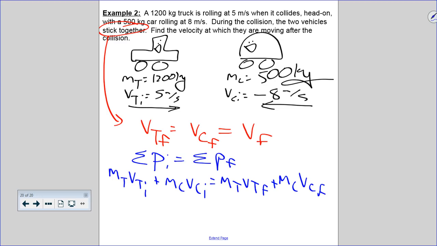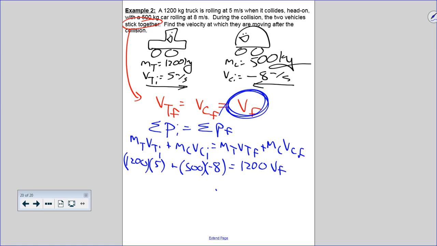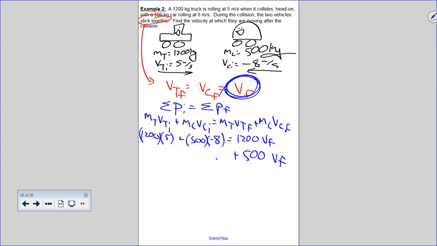So let's see what we get. You're going to get 1,200 for the truck times its initial velocity of 5, plus 500 times its initial velocity of negative 8, equals the mass of the truck, which is 1,200, times its final velocity, which is what we're looking for, VF, plus the car, 500, times its final velocity, also VF. So here's what we've got. We're almost done here.